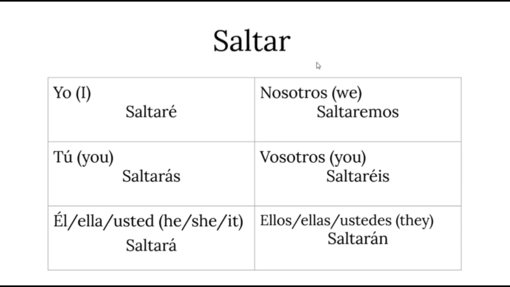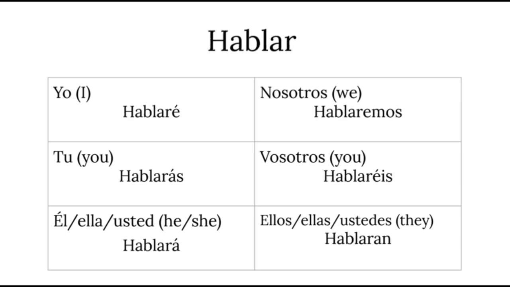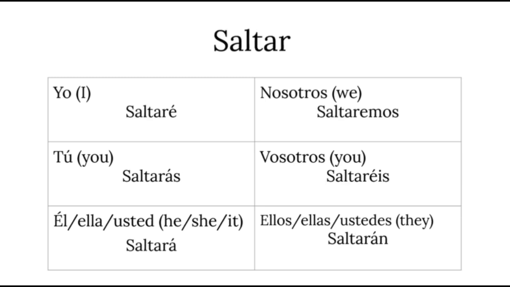Let's see this verb, saltar. Oh, so hablar means to speak, to talk. Saltar means to jump. So, again, you maintain the verb and add the suffixes: yo saltaré, tú saltarás, él, ella, usted saltará, nosotros saltaremos, vosotros saltaréis, ellos, ellas, ustedes saltarán. Okay, so this was the verb to jump, saltar.